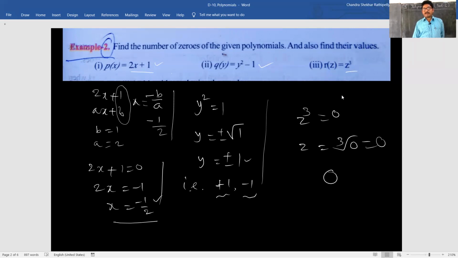So only one zero. That's why we say a cubic polynomial has at most 3 zeros. At most 3 zeros means it has 3 or fewer than 3. So here it has only one zero, and the value of that zero of the polynomial is 0. So this is the answer, right? I think all of you understood well, right?